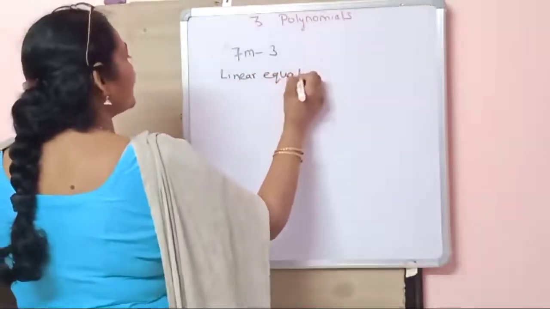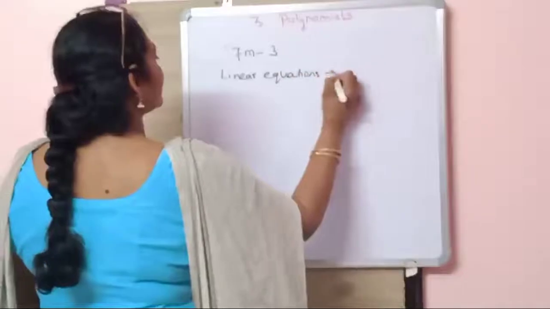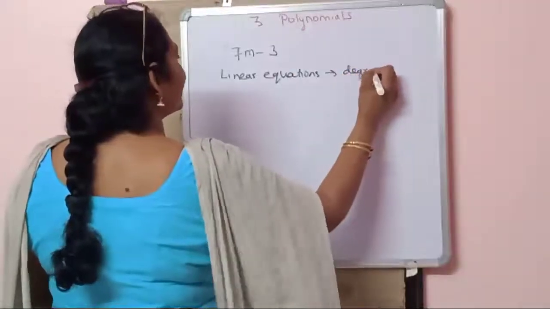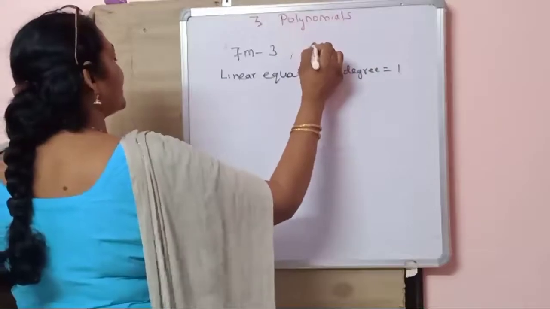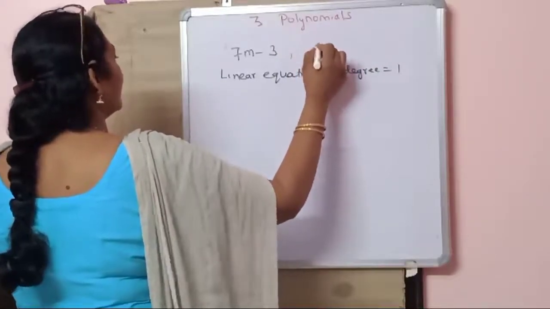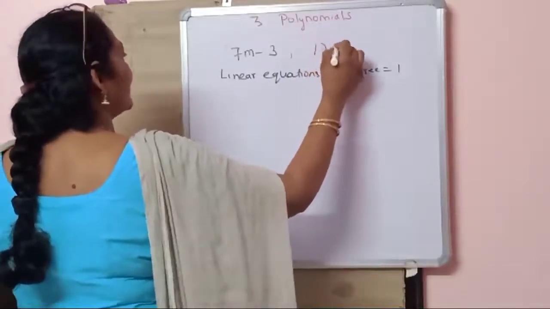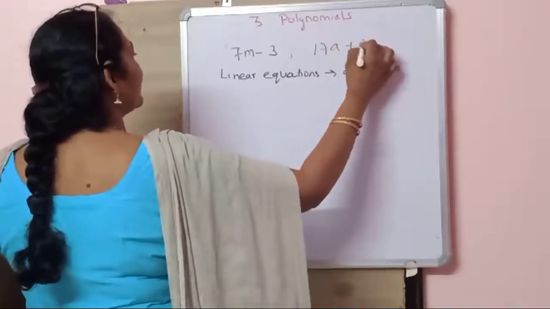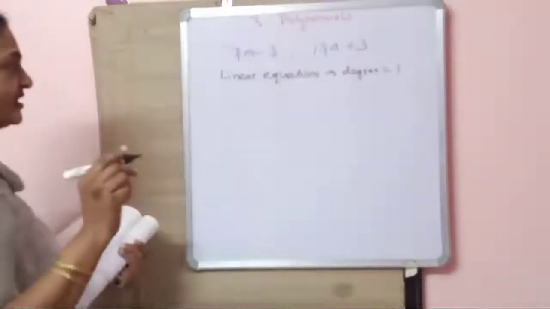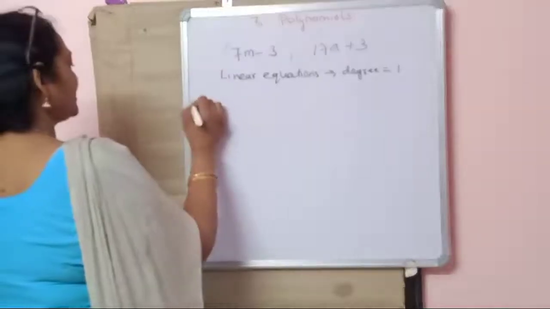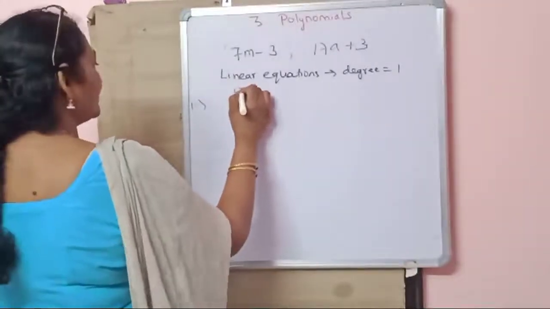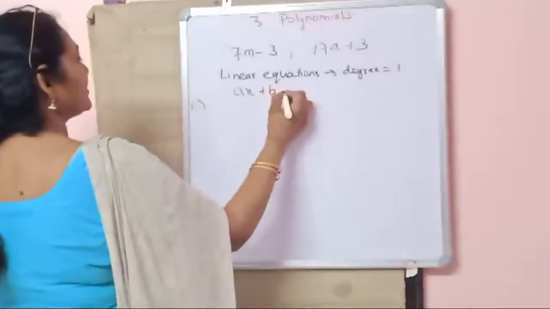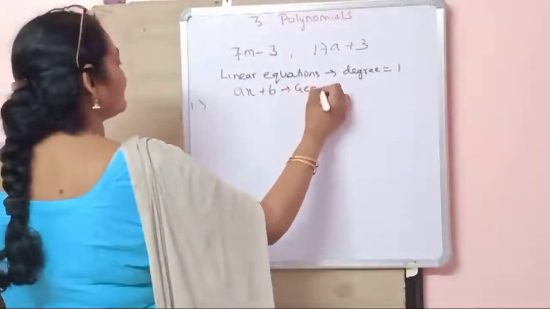Now, what are linear equations? Linear equations are those equations whose degree is equal to 1. Another example you can write is 17a plus 3, in this way. The general form of this equation is ax plus b.